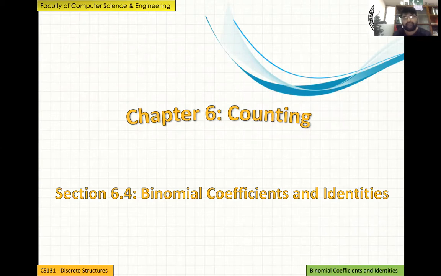in the course CS131 Discrete Structures offered by FCSE at JK Institute. I'll be talking about binomial coefficients and identities in this particular section.